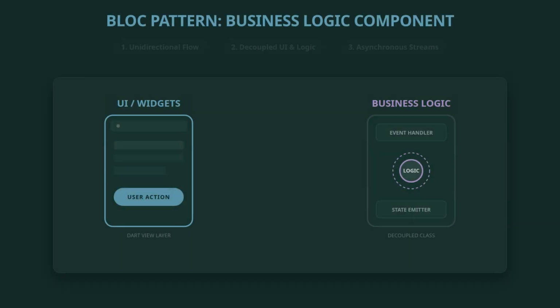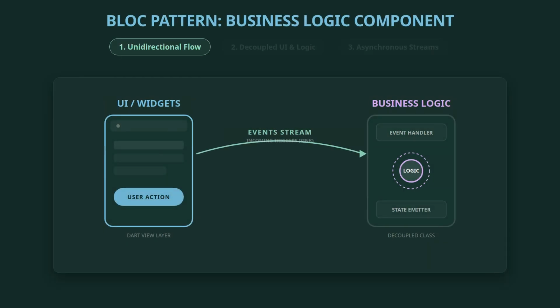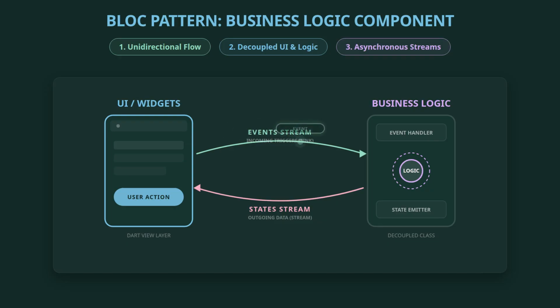If you are working in a large team or a highly complex enterprise app, you will often see the Bloc pattern, which stands for Business Logic Component. Bloc enforces a strict unidirectional data flow using Dart streams. The UI never calls methods directly on the bloc. Instead, the UI dispatches events. The bloc processes these events asynchronously, runs your business logic, and emits new states back to the UI. This absolute separation of concerns means your UI is completely dumb, making your code incredibly easy to unit test. However, this structure comes at the cost of significant boilerplate code.